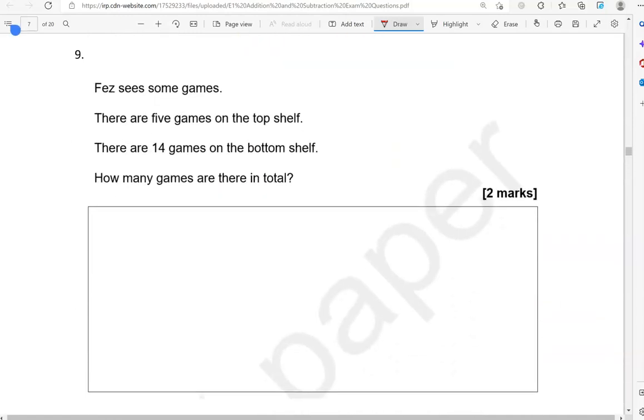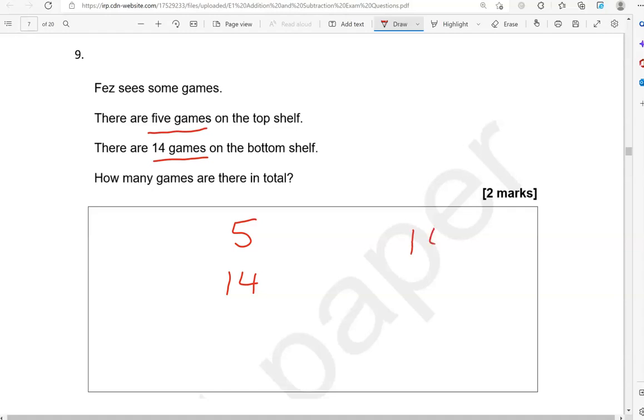Fez sees some games. There are 5 games on the top shelf. There are 14 games on the bottom shelf. How many games are there in total? So we add in 5 to the 14.